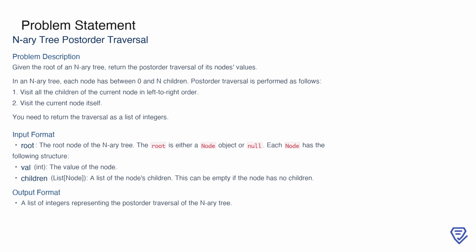order. The input to the problem includes the root of the N-ary tree, which is either a node object or null if the tree is empty. Each node object contains two attributes, val, which is the value of the node, and children, which is a list of child nodes. The output format expects us to return a list of integers representing the traversal order.